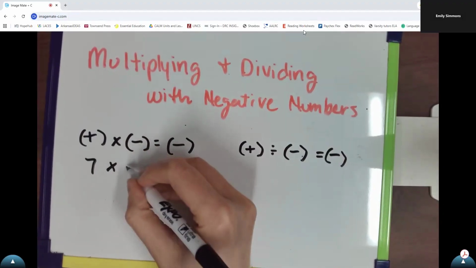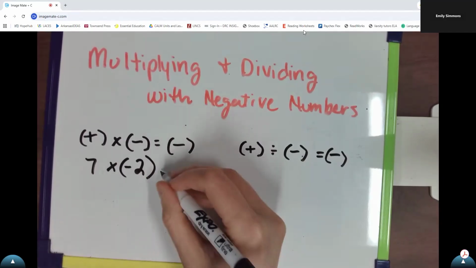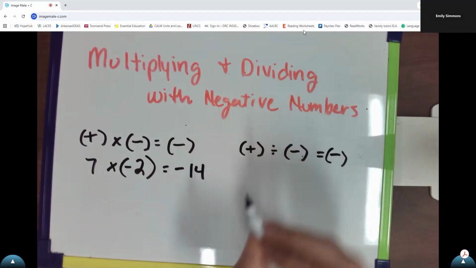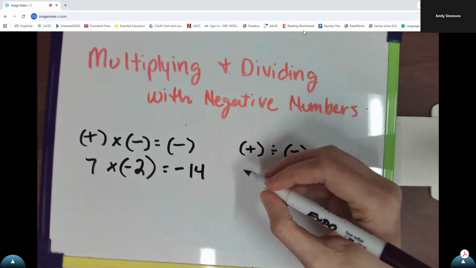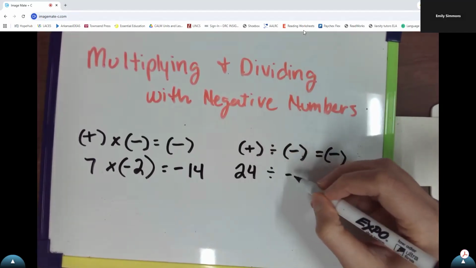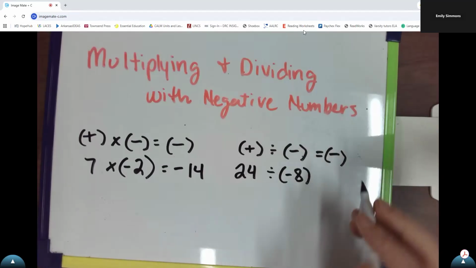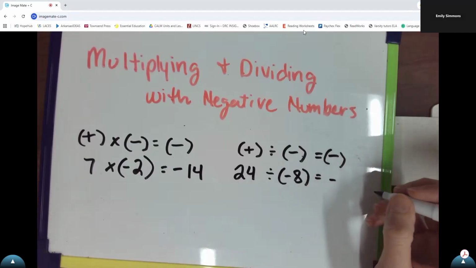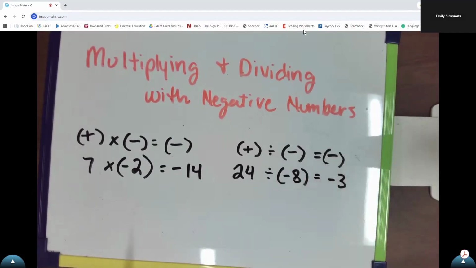7 times -2. Positive times a negative gets me a negative, so this is going to be -14, because 7 times 2 is 14. And then if I had 24 divided by -8, positive divided by negative is negative. 24 divided by 8 is 3. So this is -3.